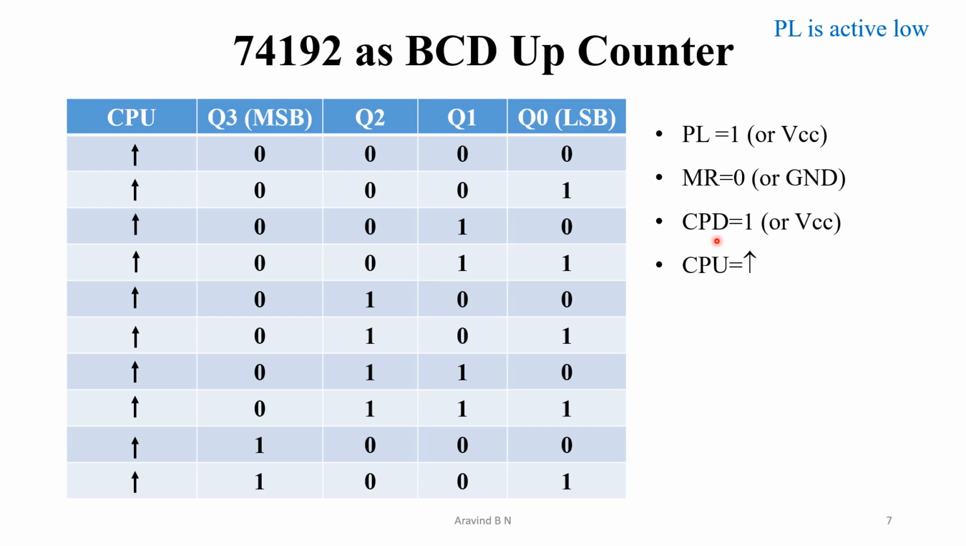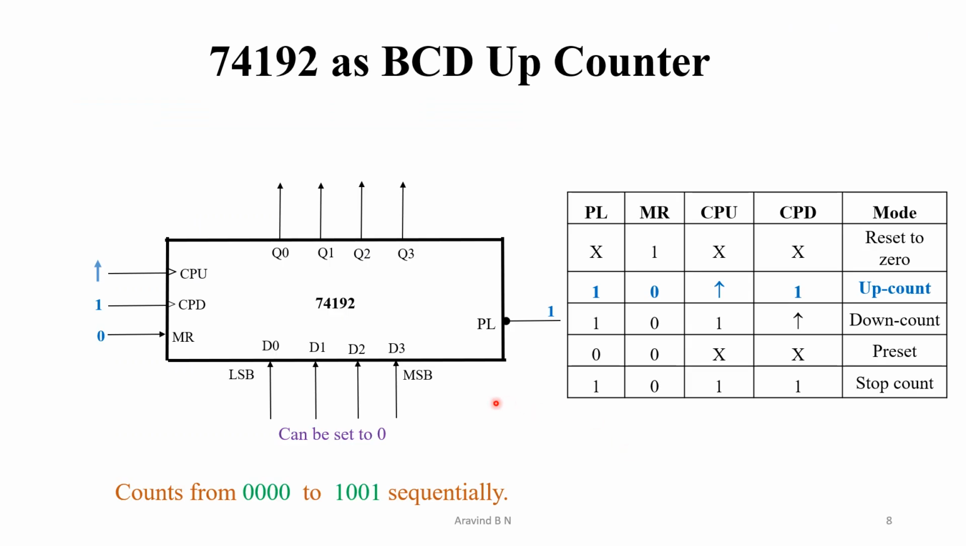Then CPD, down counting, has to be disabled. Therefore, it will be connected to 1 or to the VCC. Then CPU, the up count operation, we are going to perform, therefore this has to be connected to the clock. Right, so this is the truth table. Now let us go through the IC representation. Here is the realization of the upcount operation.